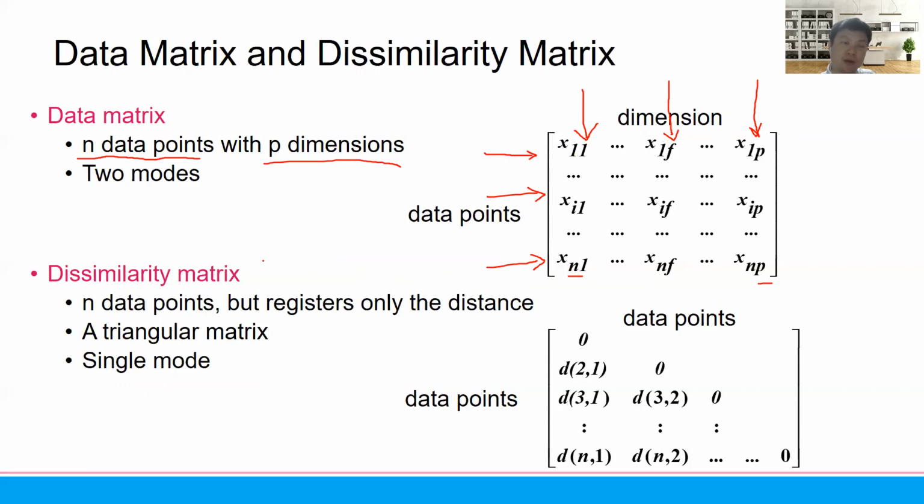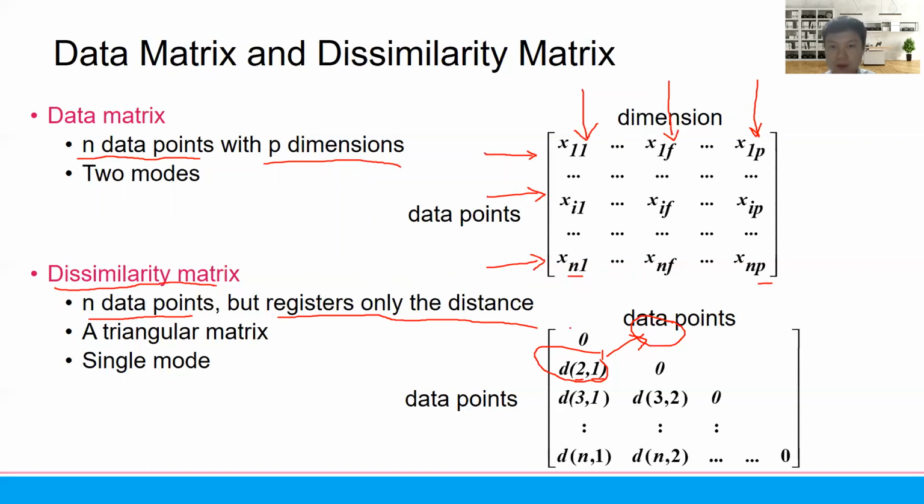However, we can also see the case of the dissimilarity matrix. In the dissimilarity matrix, we have n data points and we register only the distance. If I want to know the distance between point 2 and point 1, the result will be here. The distance here is actually the same as this one, so it's like a mirror. Because the distance is the same, we just use the triangular matrix.